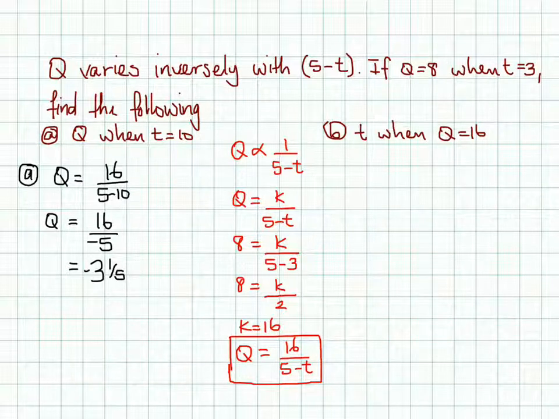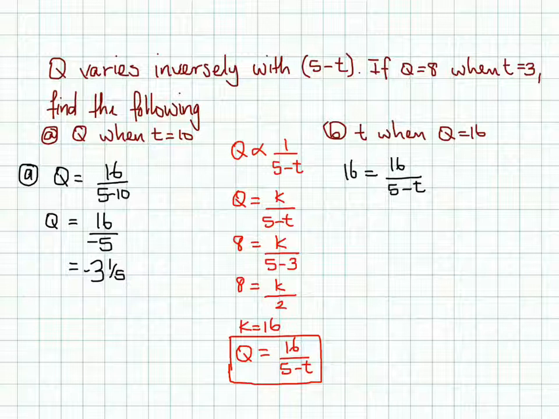Now to go to question B. This time they want us to find T when Q is 16. So I need to replace Q with the number 16 and then go ahead and find what T is. Well, let's do that. So Q is now 16. That equals 16 divided by 5 minus T. All right. So I'll pop this in brackets because I don't want you to get things mixed up. Because now I want T to be on its own. So I'm going to multiply the whole thing by 5 minus T.